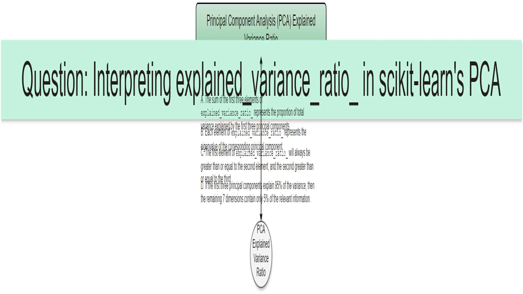The question focuses on understanding the meaning of the explained_variance_ratio attribute in Sklearn's PCA. This attribute tells us how much of the total variance in our original data is explained by each of the principal components. Think of variance as the spread or dispersion of your data. The more variance a component explains, the more important that component is.